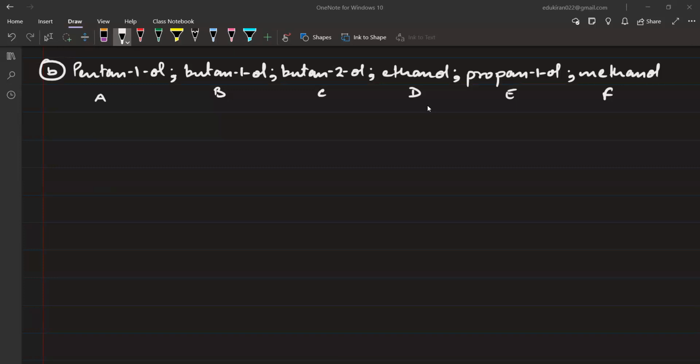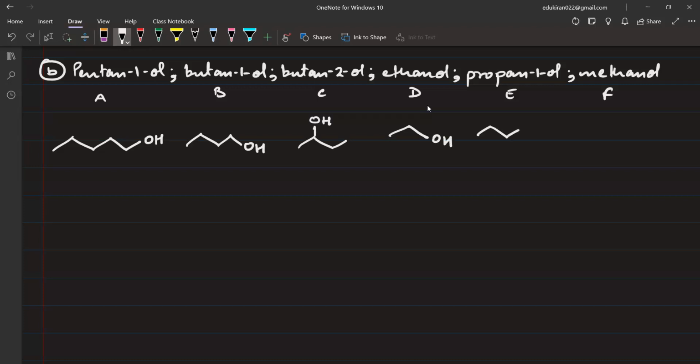Because how will you know the branching? So here we have pent. So pent is 1, 2, 3, 4, and 5 carbon atoms and OH. Then you have butane 1-ol. So 1, 2, 3, 4 carbon atoms and then OH. Butane 2-ol, 1, 2, 3, 4 carbon atoms and OH on the second carbon. Ethanol, it's only 2 carbon atoms and OH. Propane 1-ol, 3 carbon atoms and 1 OH. Methanol, that is CH3OH.